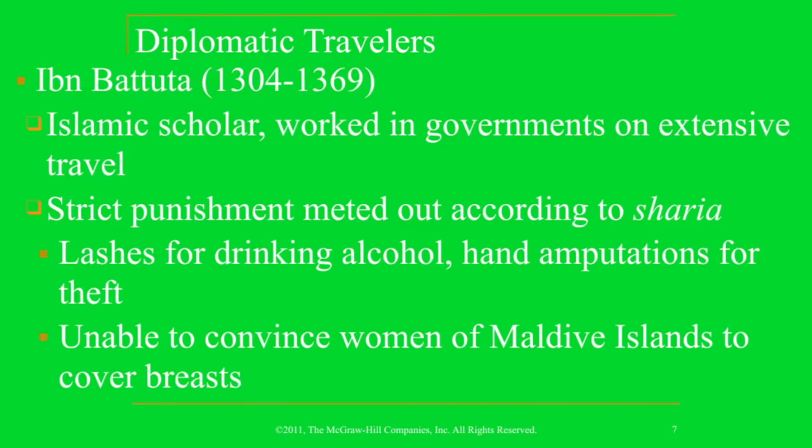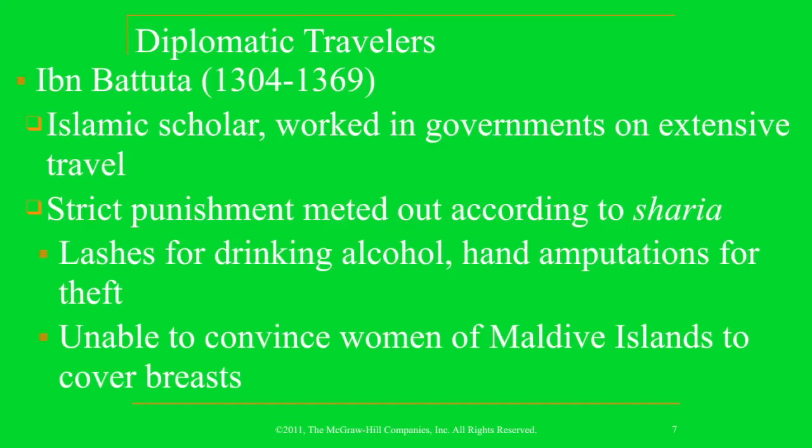Next, we have our third diplomatic traveler, Islamic scholar Ibn Battuta. He worked in governments on extensive travel. He set up strict punishments according to Sharia law, which we've talked about in the past. It had lashes for drinking alcohol. He was so radical that in one instance, he gave 80 lashes to a man who had drunk alcohol over 8 years previously. He also had hand amputations for thefts.